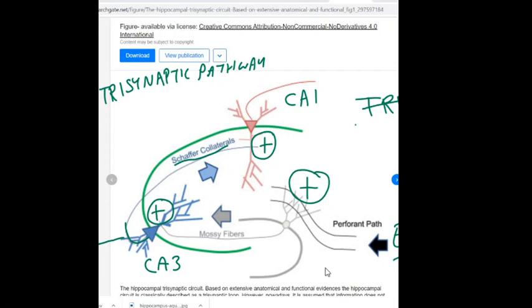And this down here is the coming in from the entorhinal cortex. This synapse here is very important because here was where long-term potentiation was first described, the Schaffer collaterals from CA3 onto CA1 cells.